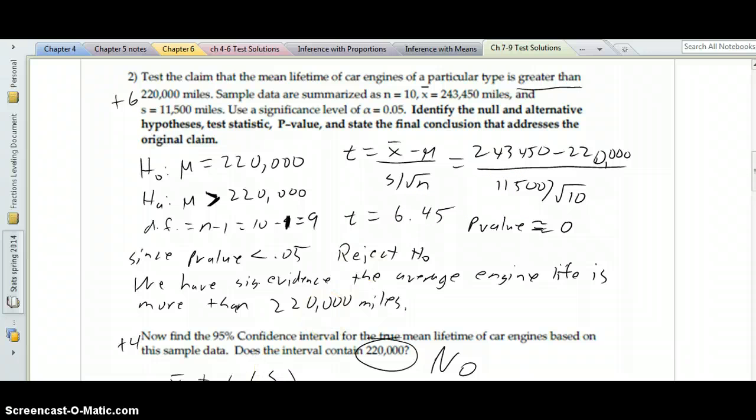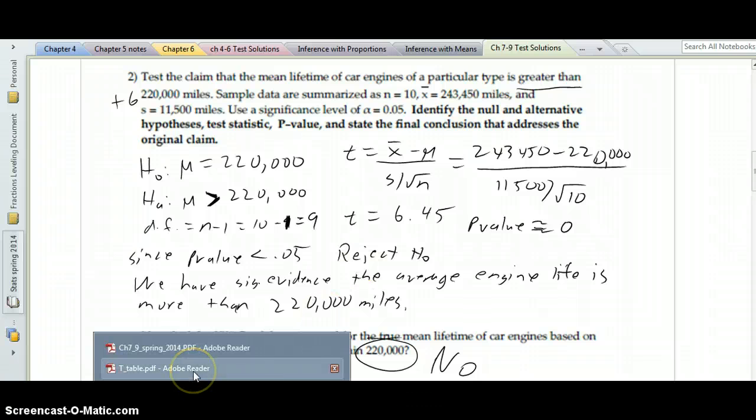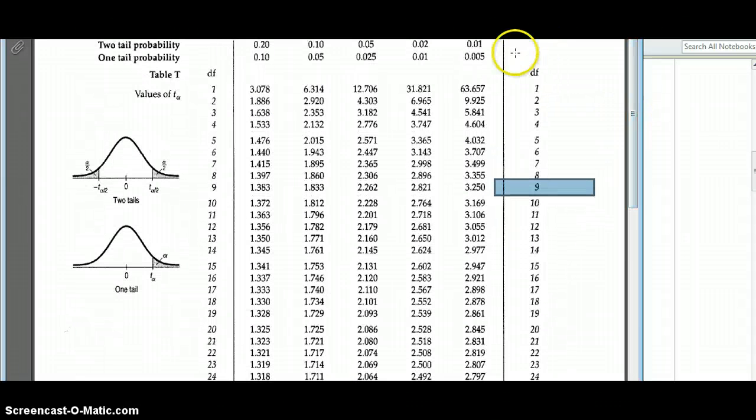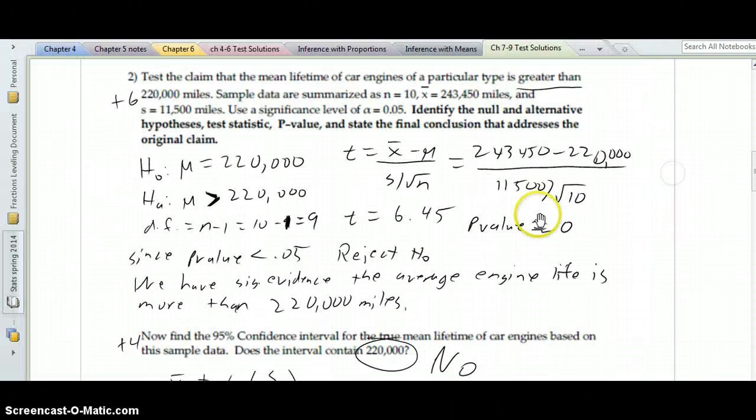We get a t-stat of 6.45, which is very large. If you look that up on your t-table, since there's a sample size of 10 cars, so if we looked in row 9, 6 is way over here. It's way off the charts, which means our p-value also would be off the charts. Almost 0% chance of that happening by randomness. So our p-value is approximately 0, and since that's less than 0.05, we would reject the null. We do have significant evidence the average engine life is more than 220,000 miles.